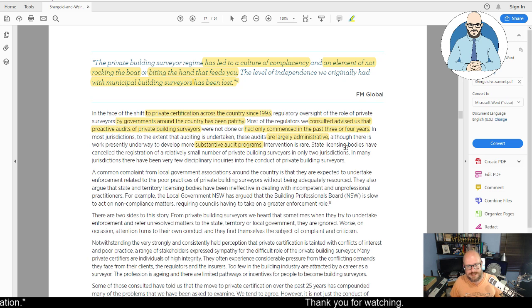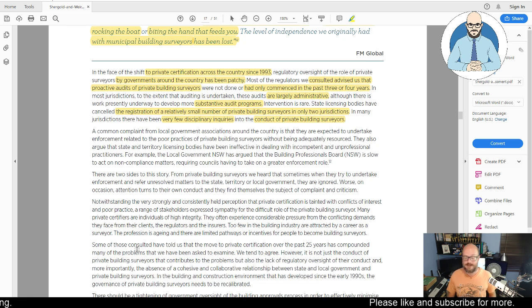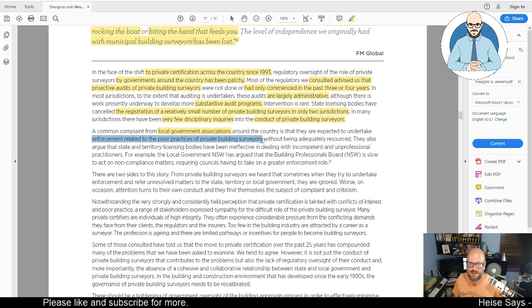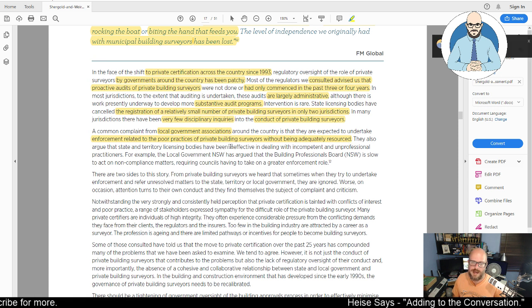Intervention is rare. State licensing bodies have cancelled the registration of a relatively small number of private building surveyors in only 2 jurisdictions. In many jurisdictions, there have been very few disciplinary inquiries into the conduct of private building surveyors. I know I've made complaints about people falsely acting as architects, and nothing happened. A common complaint from local government associations around the country is that they are expected to undertake enforcement related to the poor practices of private building surveyors without being adequately resourced. They also argue that state and territory licensing bodies have been ineffective in dealing with incompetent and unprofessional practitioners.